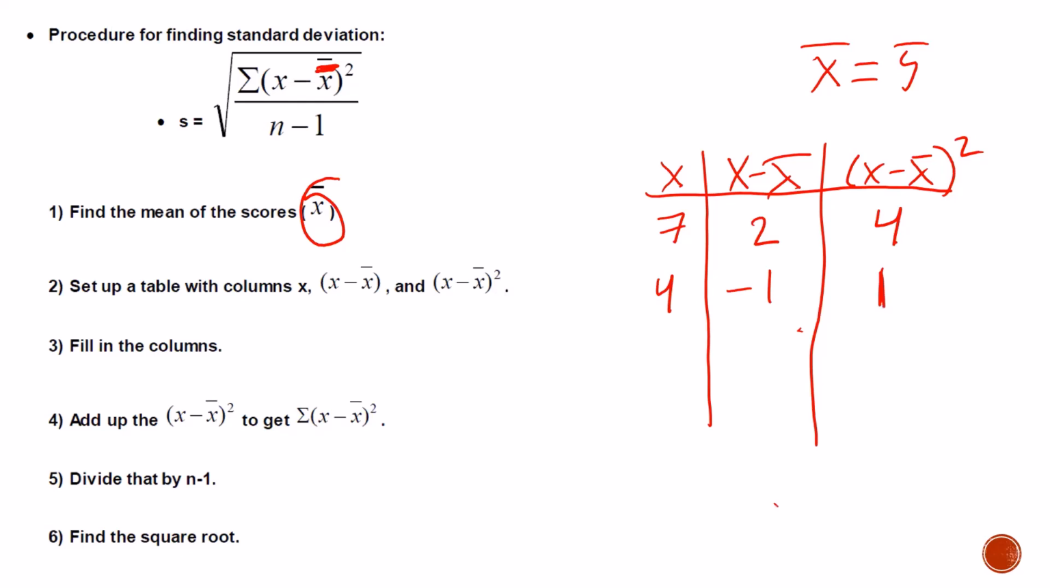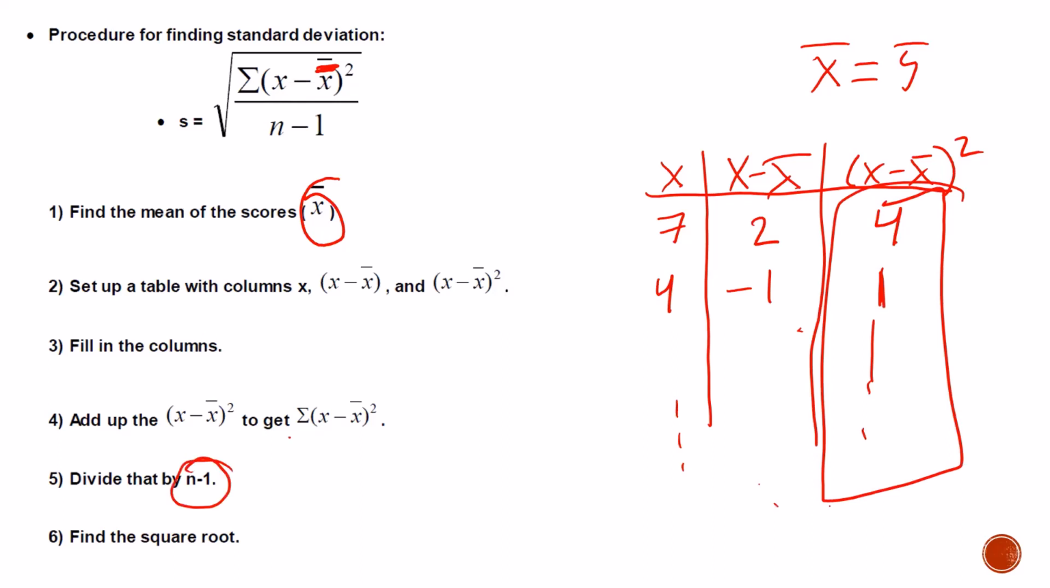So you do this for each piece of data until you fill all these columns. Then you take the third column, you add all these numbers together, you divide by n minus 1, finally you take that square root. And of course, n being the number of pieces of data.